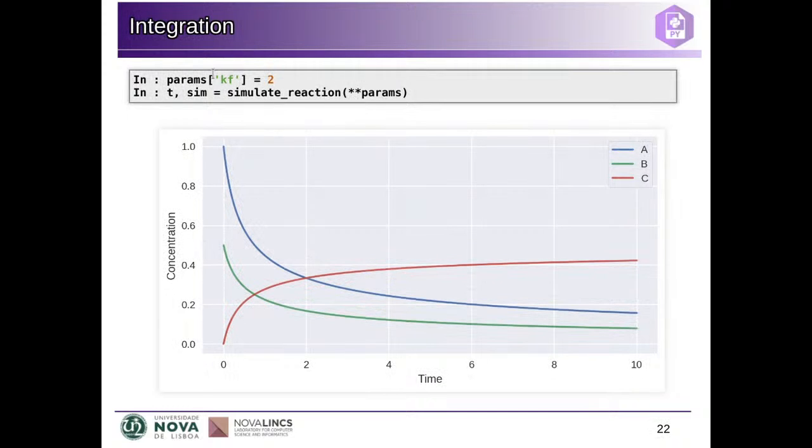We can change, for example, now the speed. Let's change the forward reaction speed to 2. So now we have an irreversible reaction, but it proceeds faster, and we see a faster decrease in these.